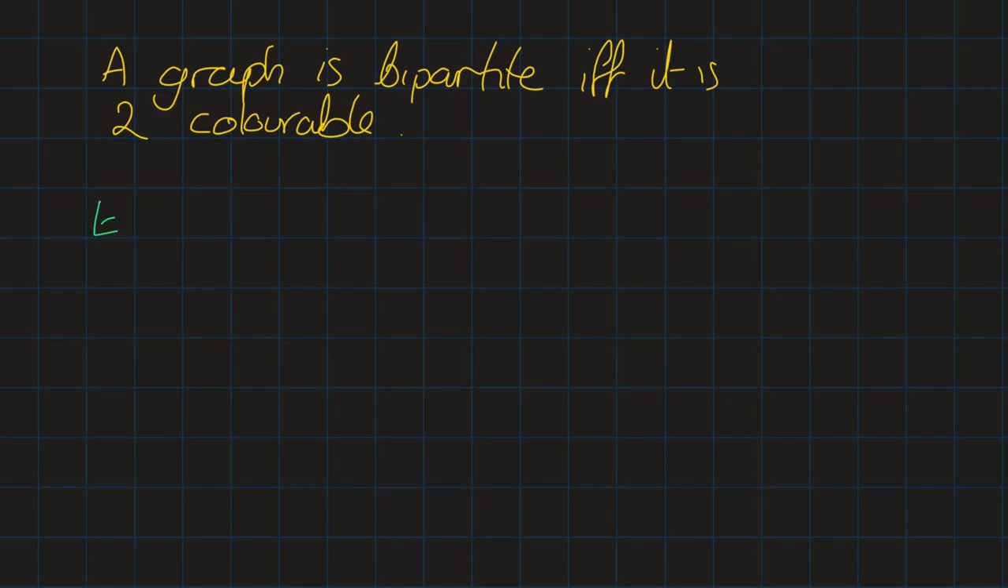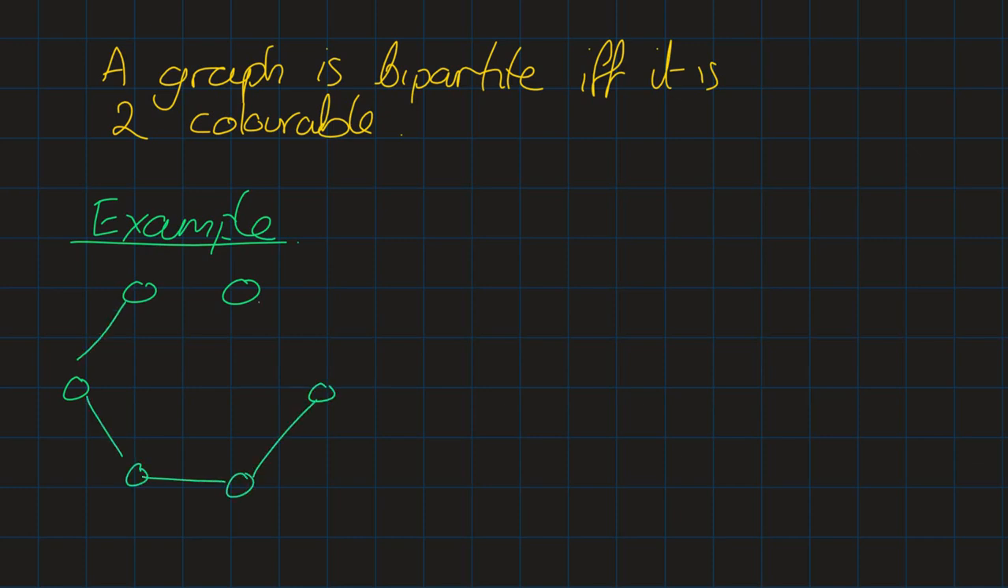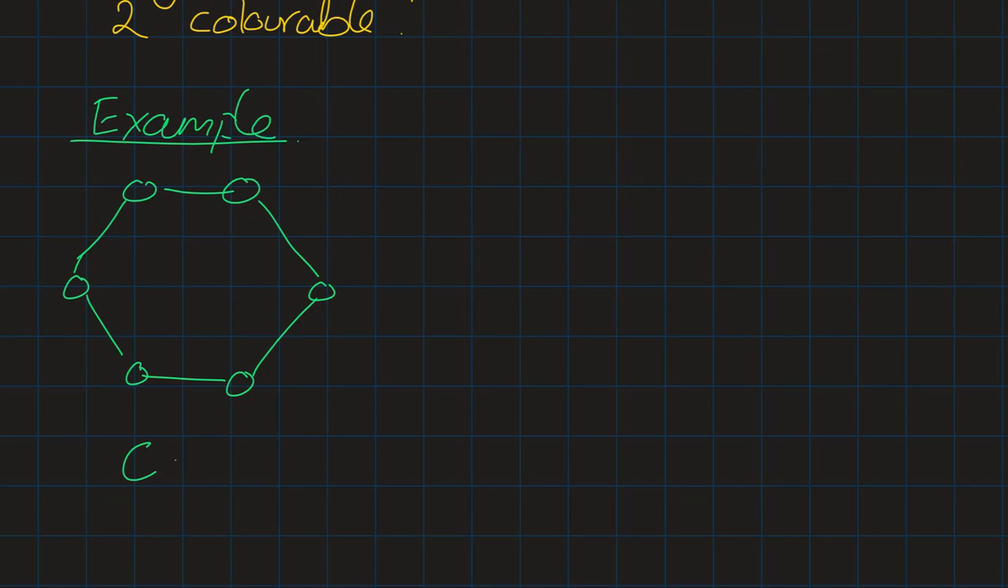So let's do an example. Maybe let's start with an easy-ish example, something like this graph here. If you remember, it's called C6. It's the cyclic graph on 6 vertices. Well, this graph is two-colourable. I can colour the vertices like this. So I have pink and black, and no pink vertex is touching another pink vertex, and no black vertex is touching another black vertex.